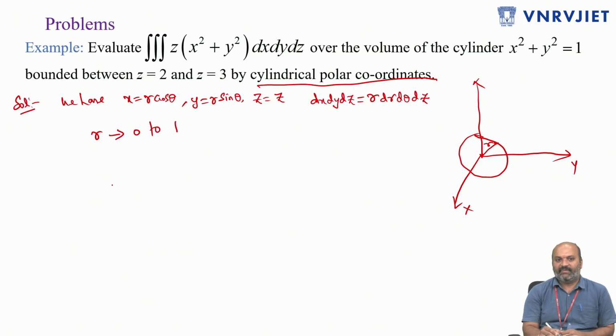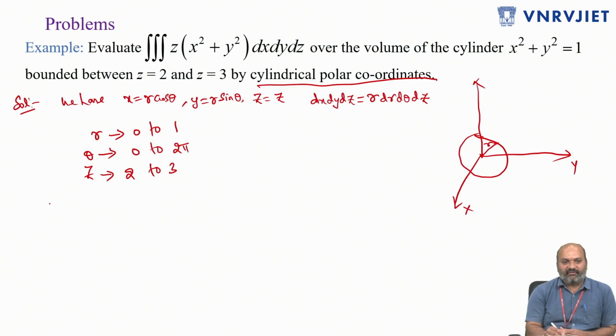Of course, theta. What is theta now? Theta varies from 0 to 2 pi, which is a circle, 360 degrees. And z is the height of the cylinder. It is given that the cylinder is placed between z equals 2 and z equals 3. So z varies from 2 to 3.